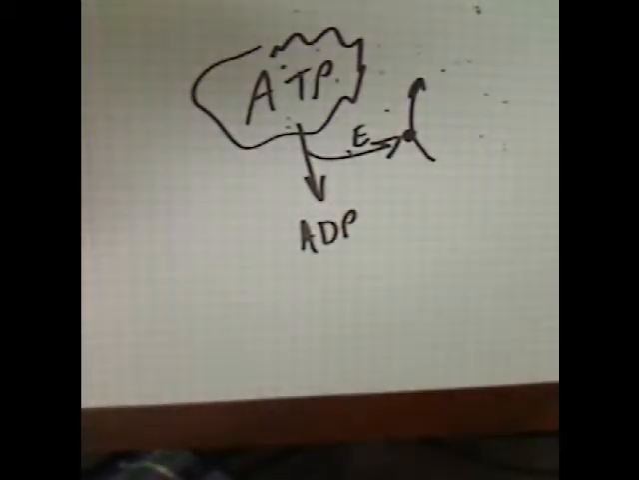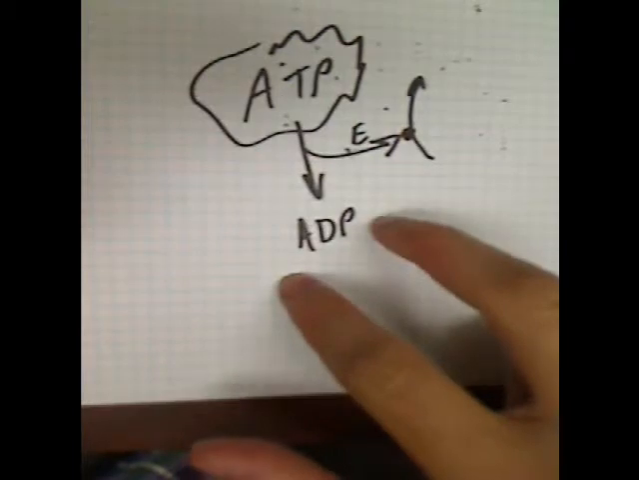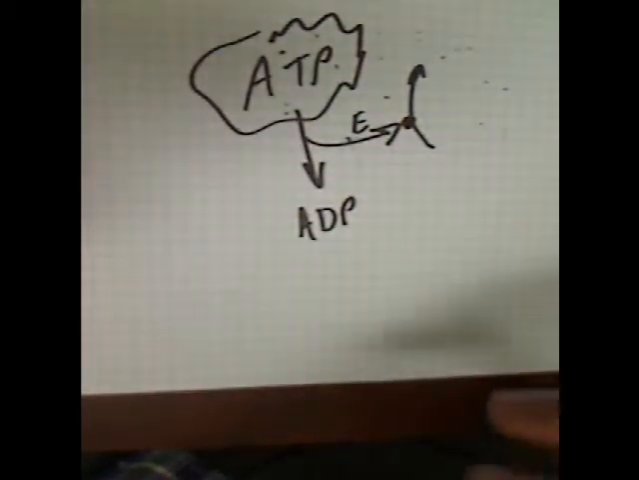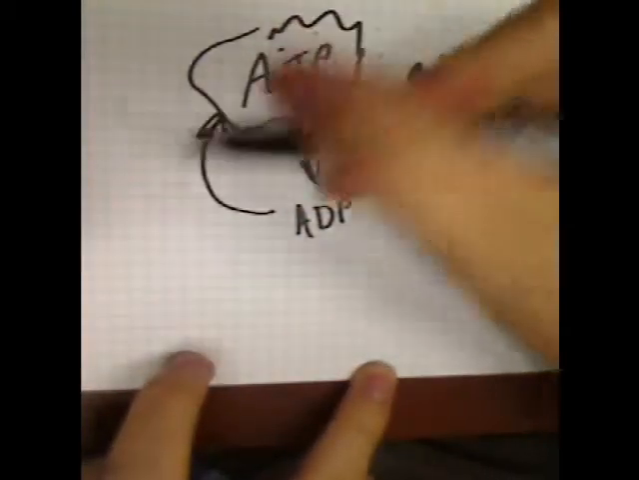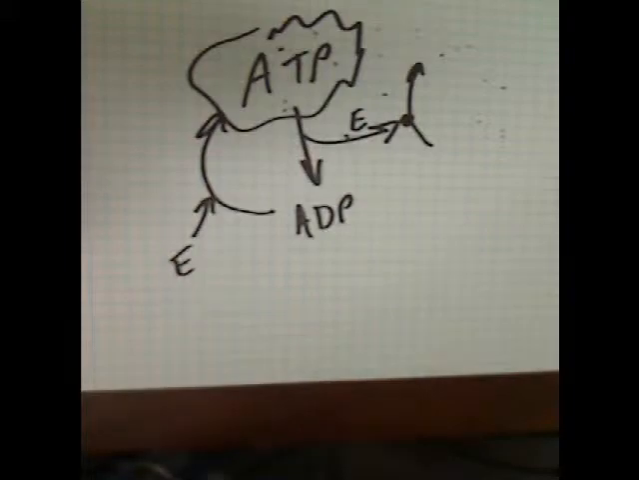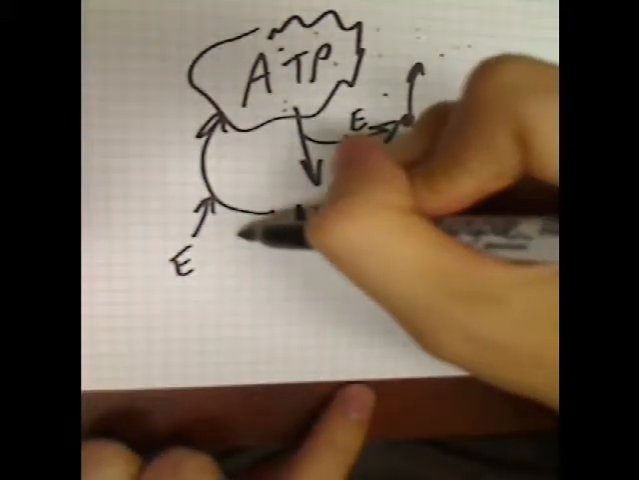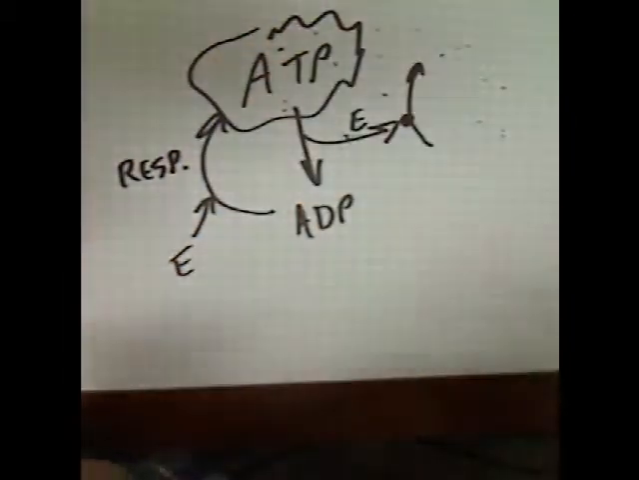So the cellular processes, the things that the cell is doing, they're always using ATP, and when you use the ATP, you end up with ADP. So there has to be some process that takes those ADPs and turns them back into ATPs. That, of course, is another endergonic reaction, and that is what cellular respiration does. So respiration, that's what this does.